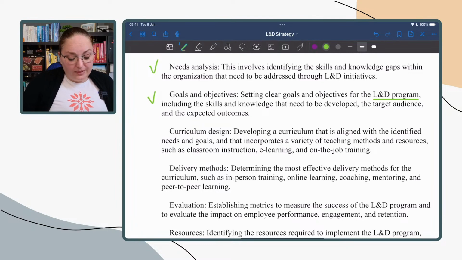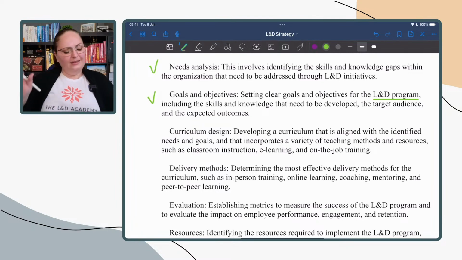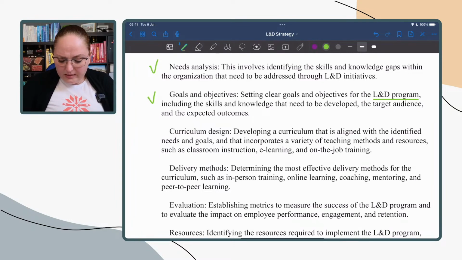Curriculum design. Interesting. Hang on. Let's see. Developing a curriculum that is aligned with the identified needs and goals and that incorporates a variety of teaching methods and resources such as classroom instruction, e-learning, and on-the-job training. That is very interesting, and I'll tell you why.